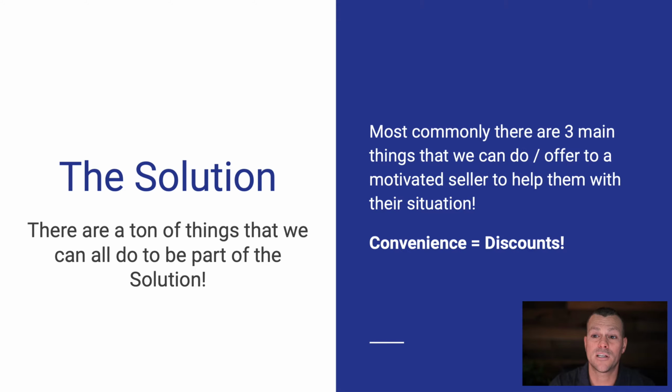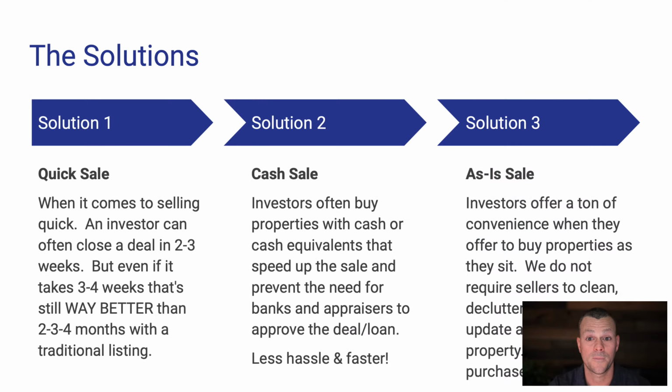But most commonly, there's going to be three main things that we can offer to a motivated seller and help them with their situation. And these three things are really going to consist of conveniences that we can offer. And these conveniences are going to allow us to get properties at deep discounts. So just keep this in mind: conveniences equal discounts.